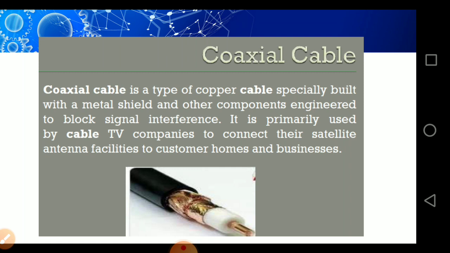You can see in the middle of the picture, a copper wire is there. Again, some plastic covering is there. Again, one layer of copper is there. Again, black plastic is coated over it. So this is another type of wired transmission media, the coaxial cable. Most of the cable TV companies use this for data transmission.